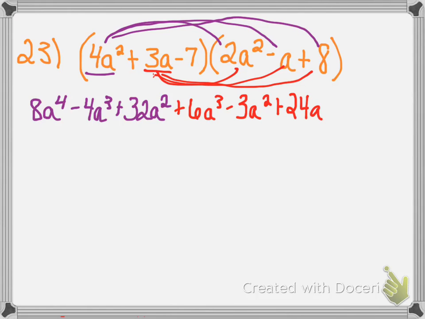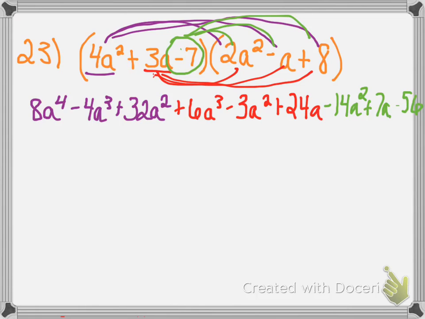Then the last thing you need to do is you take your last term and you distribute all the way through. So negative 7 times 2a squared, that's negative 14a squared. Negative 7 times negative a, that's plus 7a. And then last is negative 7 times 8, that's negative 56.